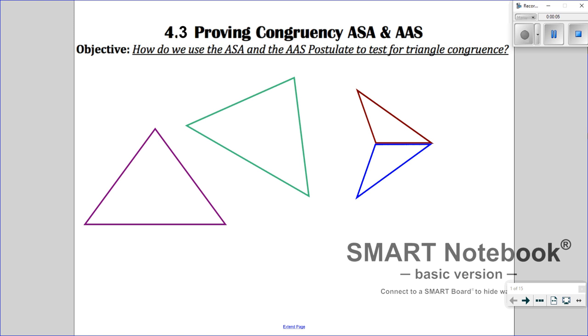Today we're going to be proving congruency for triangles that have ASA and AAS. Last lesson you learned to prove when two triangles are congruent by using SSS, side side side, and SAS, side angle side. So now the other two we're going to learn are ASA, angle side angle, and AAS, angle angle side. So the objective is, how do we use the angle side angle (ASA) and AAS postulates to test for triangle congruence.